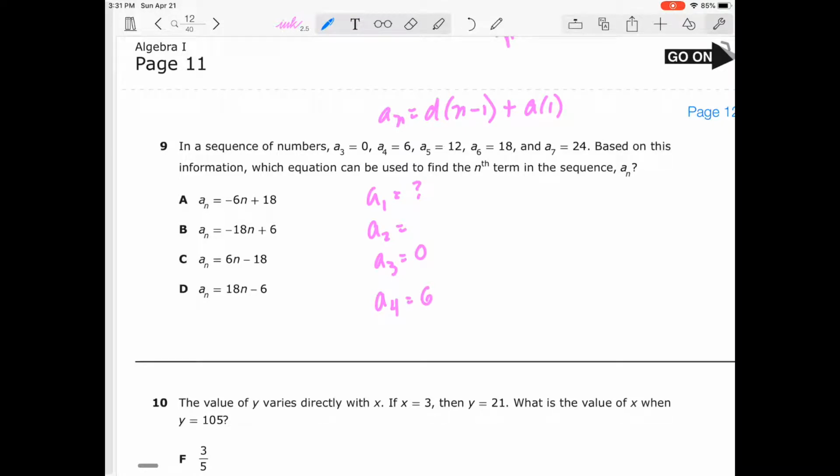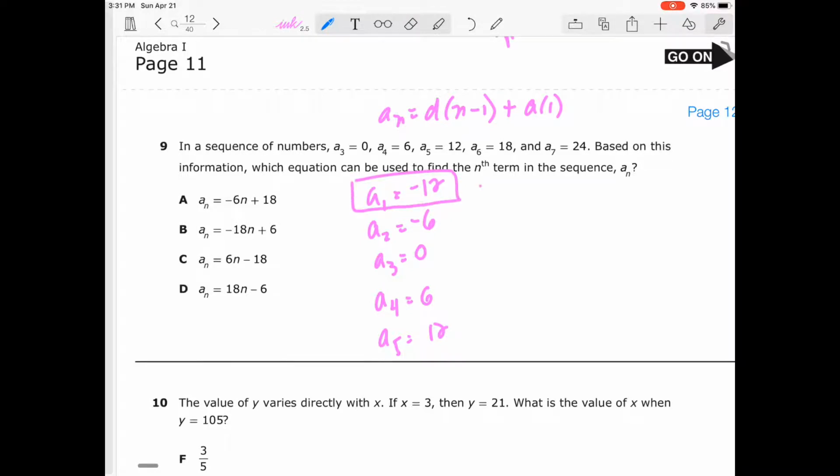And we also know the fifth term is equal to 12. If we look at the differences, we're adding 6 each time. So I can easily go backwards. So 6 from 0 will give me negative 6. And 6 from negative 6 will give me negative 12. So my first term in this sequence is going to be negative 12.